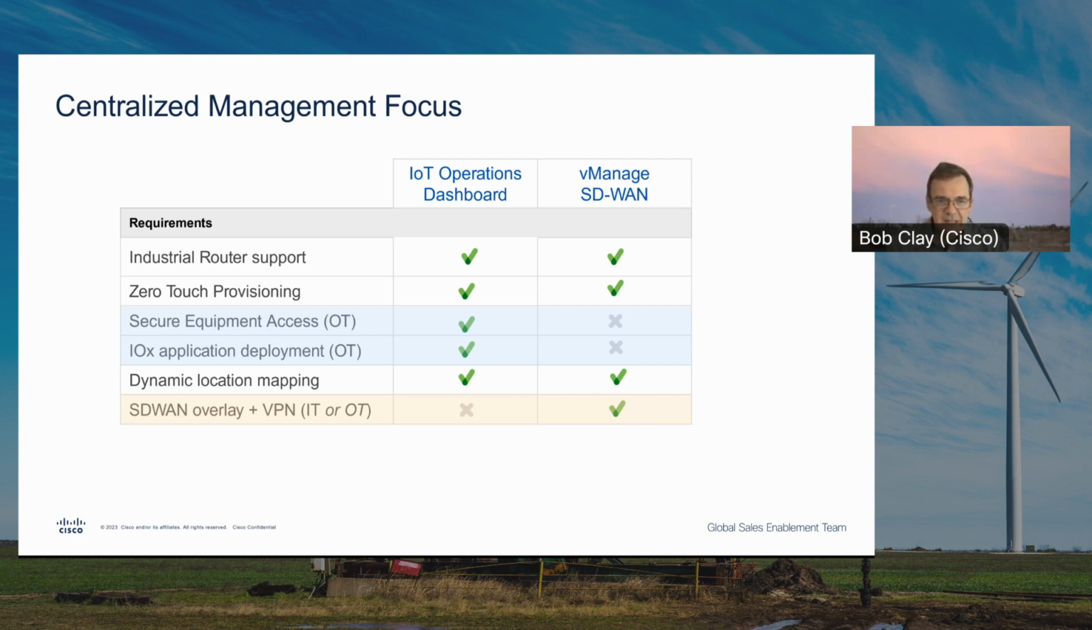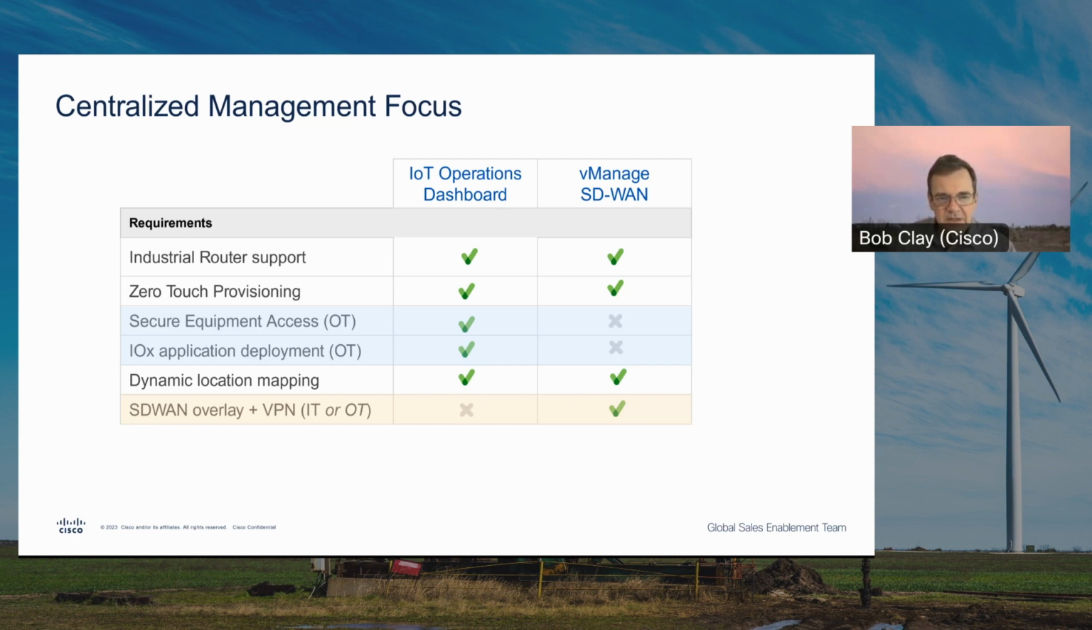And then if you look at the bottom, if you are running an SD-WAN overlay, there's really only one product to manage that in the Cisco world, and that's vManage for our SD-WAN portfolio. And then dynamic location mapping has to do with mobile assets, so either vManage or IoT Operations Dashboard. If there's GPS inside the router, you can use that and understand where things are located, et cetera.